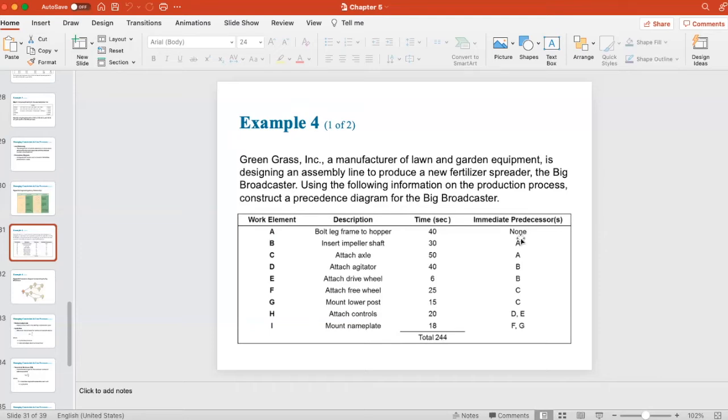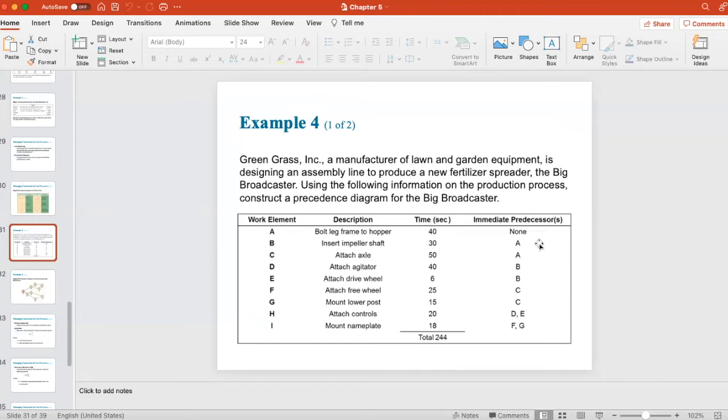For example, for work element A, there's no predecessor. Basically, we can start from working on task A. That's what it means. However, if we continue and look at work element B, the immediate predecessor is A. What does it mean?